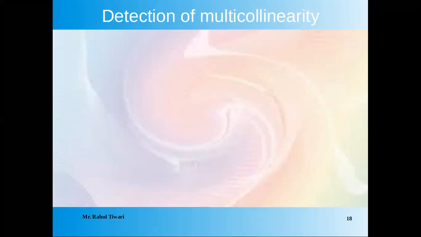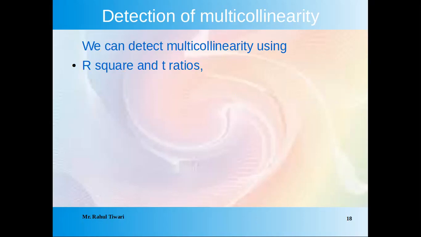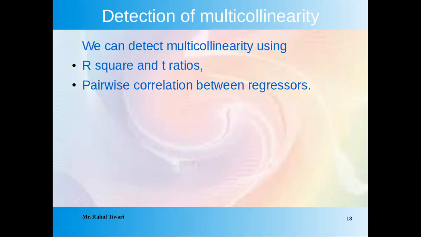So that is all about detection. We can detect multicollinearity using, first, R square and t ratio; second, pairwise correlation; and third, VIF, which means variance inflation factor. Using these three criteria, one may check whether multicollinearity exists or not.